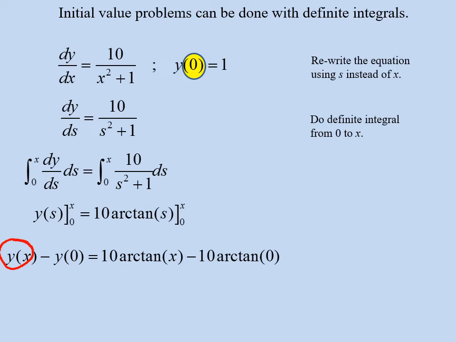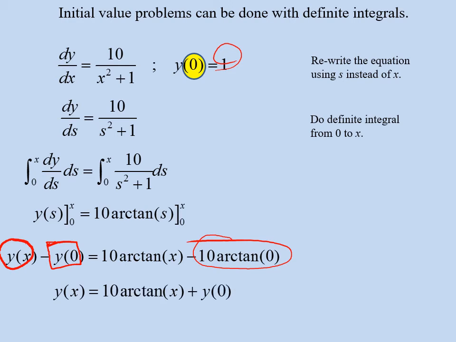We know what y(0) is because we're told right there that y(0) is 1. We can do the arctan of 0 ourselves and then do those substitutions. The y(0) is 1, and we come up with our answer.